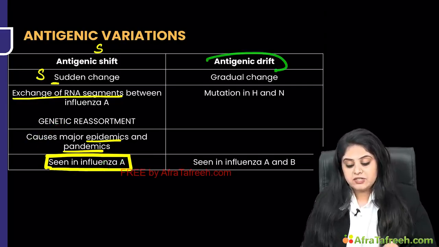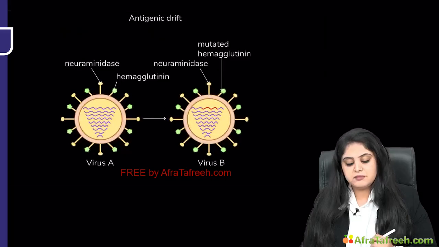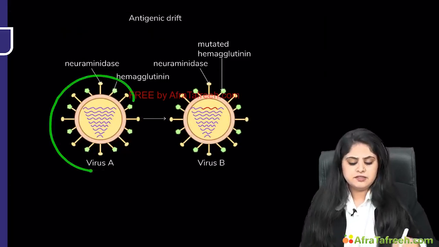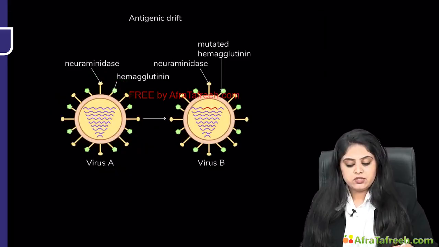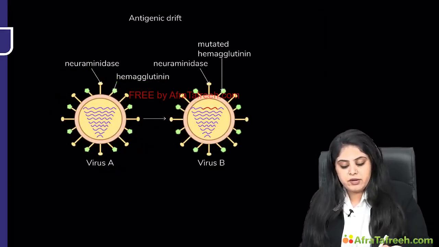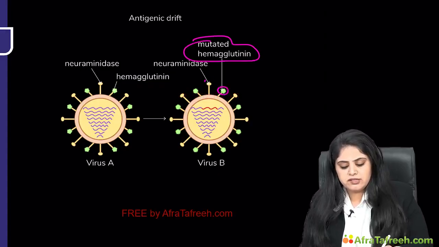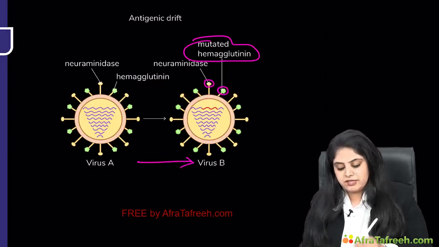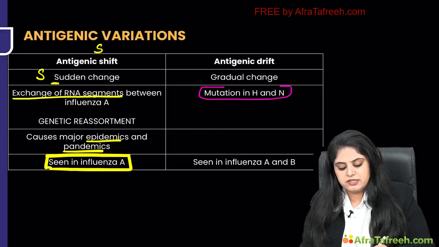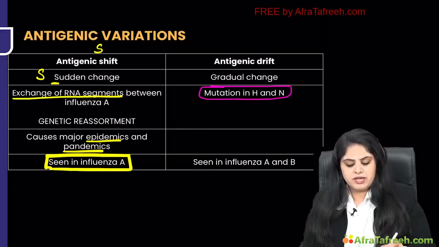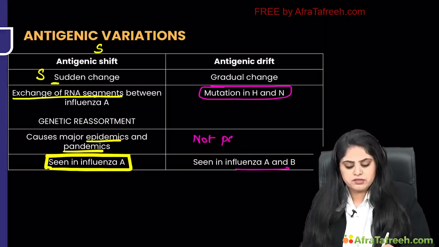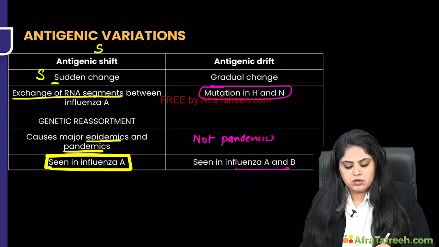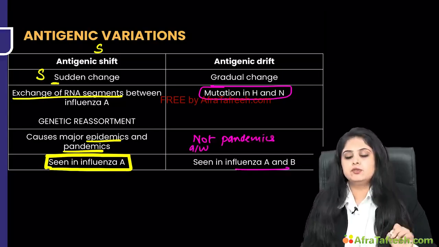Versus what is antigenic drift? Antigenic drift is, ma'am, no mix and match. This is one virus only. Either you can change its hemagglutinin or you can change its neuraminidase. So if you end up changing any one molecule, a small change, it will convert into a new virus. That's about it. So that is known as antigenic drift. Antigenic drift is either a mutation in hemagglutinin or neuraminidase. It can be seen in any influenza, but it is not going to cause pandemics and epidemics and all of that. It is not associated with any of those features.